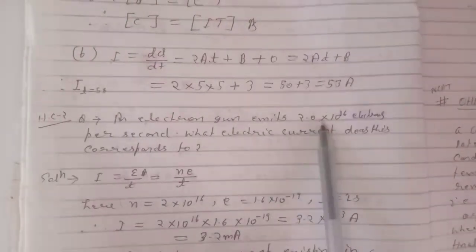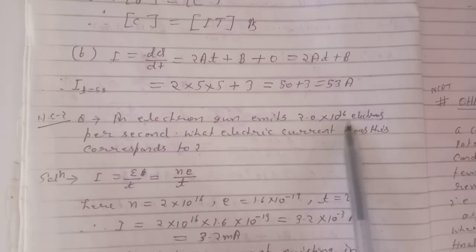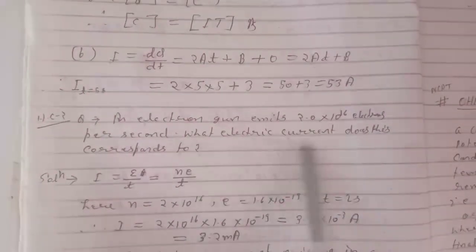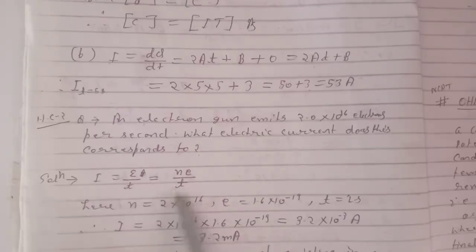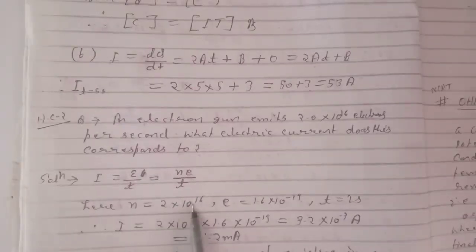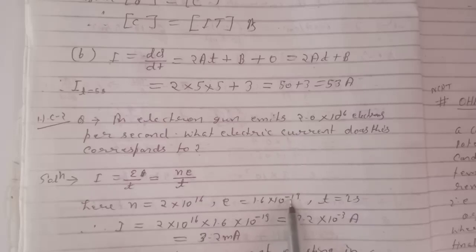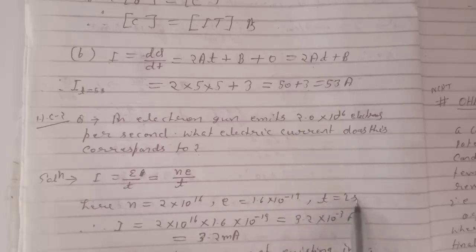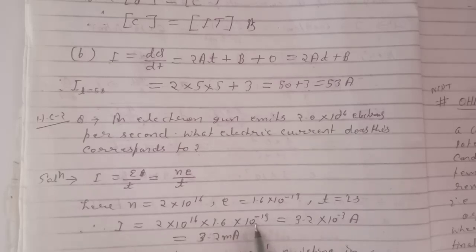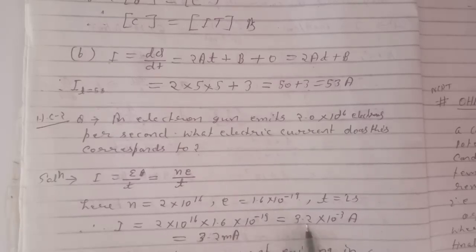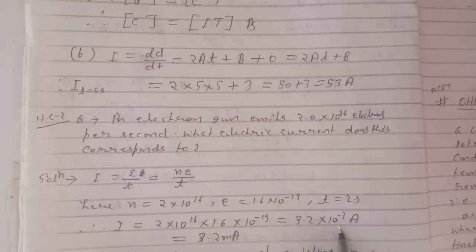An electron gun emits 2 into 10 to the power 16 electrons per second. What electric current does this correspond to? Because I equal to q by t, so N e by t. Now n equal to 2 into 10 to the power 16, e equal to 1.6 into 10 to the power minus 19 coulomb, and t equal to 1 second. So hence I equals 2 into 10 to the power 16 into 1.6 into 10 to the power minus 19 equal to 3.2 into 10 to the power minus 3 ampere, or 3.2 milliampere.